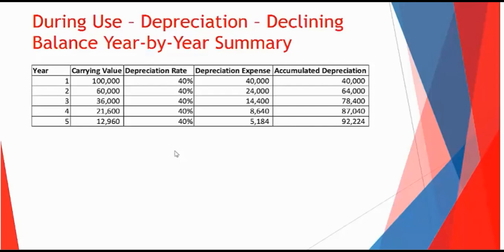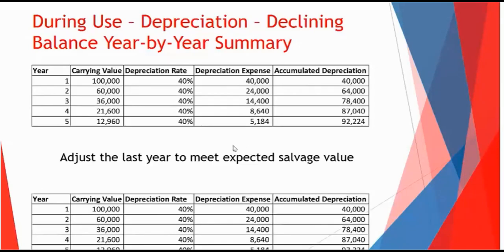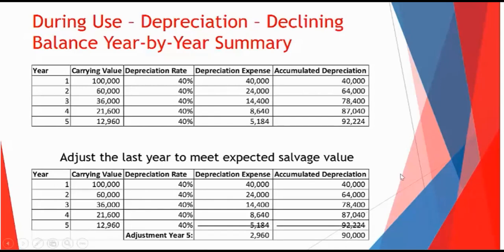Now, if we multiply that by 40%, we get the depreciation expense, and we get accumulated depreciation of 92,000 and some change. The issue with that is that now we have more than 90 grand of depreciation. And remember, we said our salvage value is 10,000, so we can't have accumulated depreciation of more than 90,000. So in that final year, or in whatever year you go above, your accumulated depreciation would be too high, meaning you would be over your salvage value. Sometimes you just make an adjustment to that year, cap it off, and in this situation, cap it off at 90 grand, so that we still have our 10 grand of salvage value.